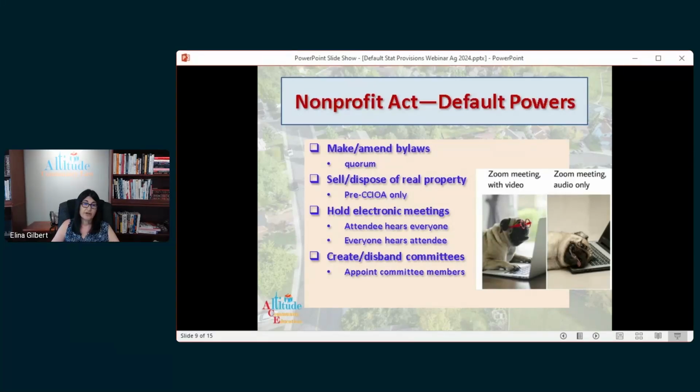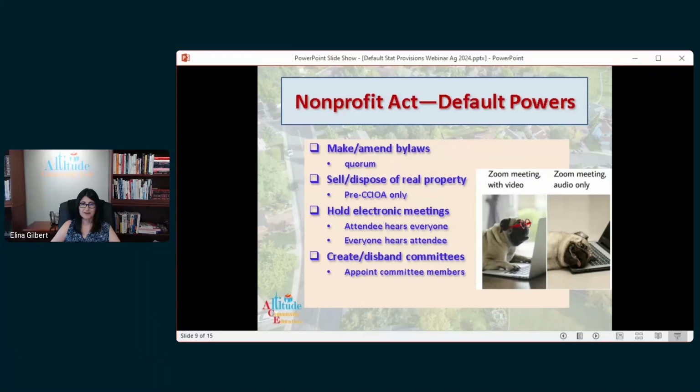Next one is create and disband committees. So if you don't have specific authority in your documents that allows the association, the boards, to create committees, guess what? You have it here. The Nonprofit Act says you can do this. Kind of a funny thing about this one is that the way this provision reads is it says, yes, the board can create committees, appoint committee members, and disband committees.